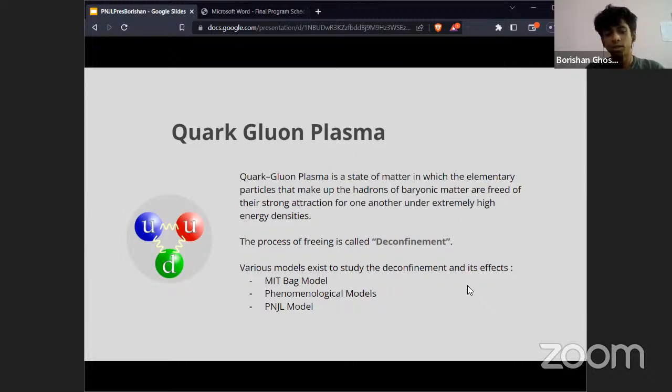To understand this process of deconfinement and its effects, there are various models that exist, like the MIT bag model, the phenomenological models, and the PNJL model. We would focus our study on the PNJL model mainly because of its mathematical rigor and its agreement with real life results.